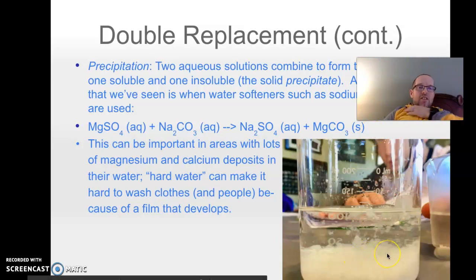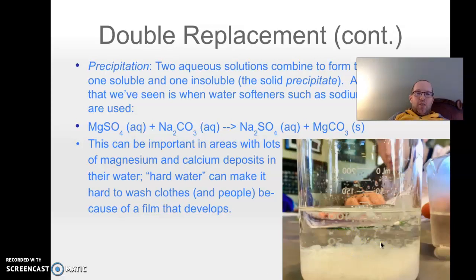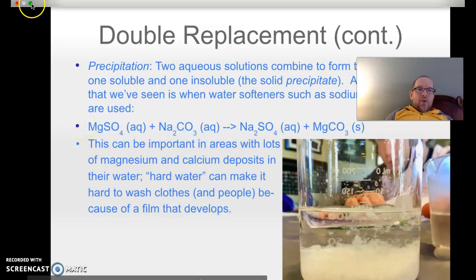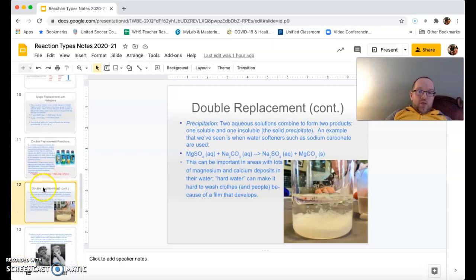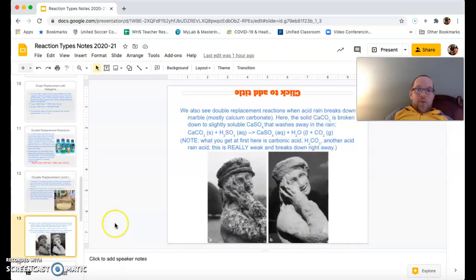What we see here is magnesium sulfate reacting with sodium carbonate. Sodium carbonate is something that's used to soften water in areas with lots of magnesium and calcium deposits, like the Rocky Mountains, for example. They have hard water, which makes this film develop on all of their water that makes it hard to clean things. And so because of that film, they need to be able to soften that water and remove all of those substances. Okay, so got about 45 seconds here.